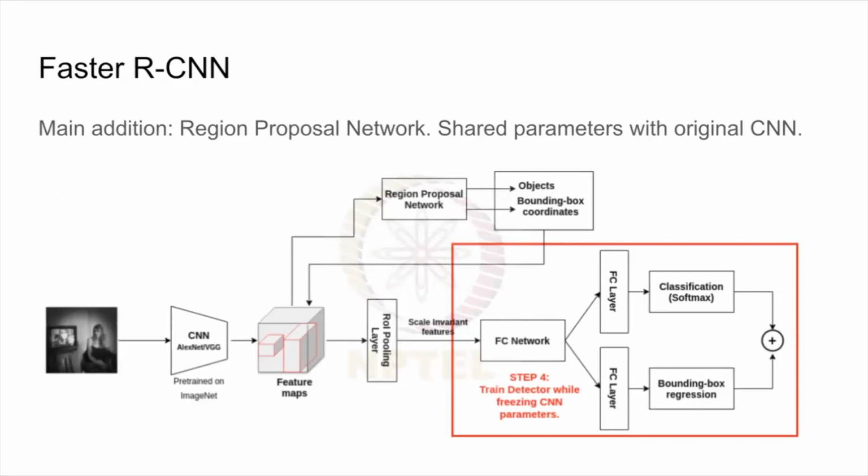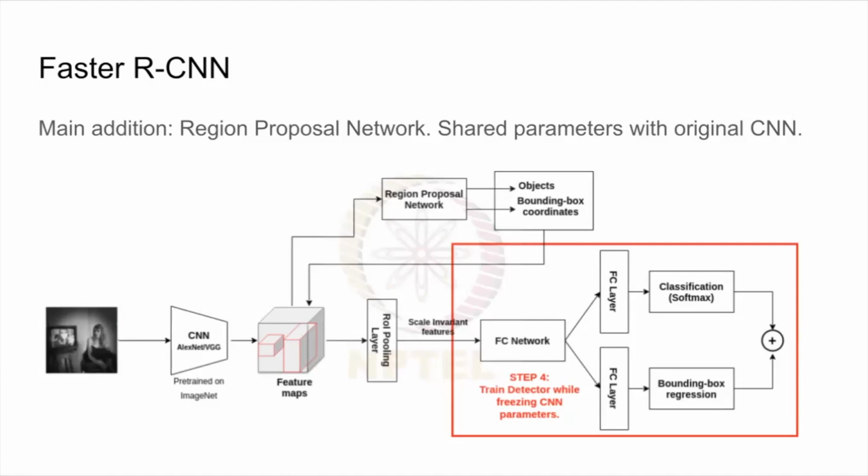Okay, so the end one in this two-step based process was the faster RCNN, where the main addition was that the region proposal network is sharing the parameters with the original CNN, right? So instead of finding the region proposals separately, what is a region proposal network? The region proposal network is also a CNN, right?